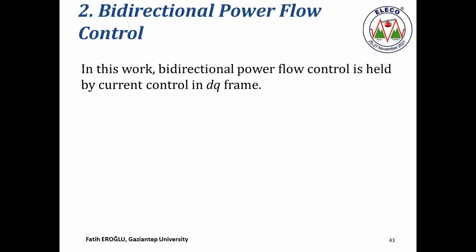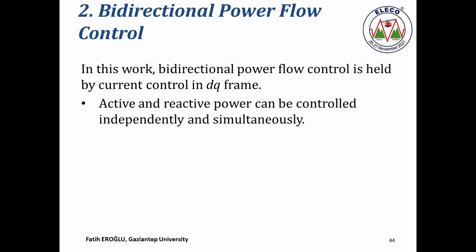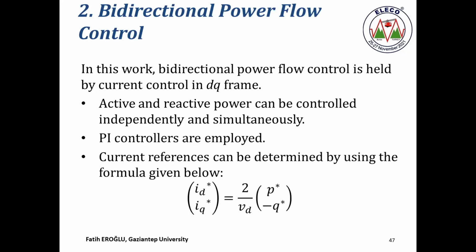Let's talk about our bidirectional power flow control system. We used current control in the DQ frame, and that's why we can control active and reactive power simultaneously and independently. Simple PI controllers are employed, and the formula to determine the current references is given below.